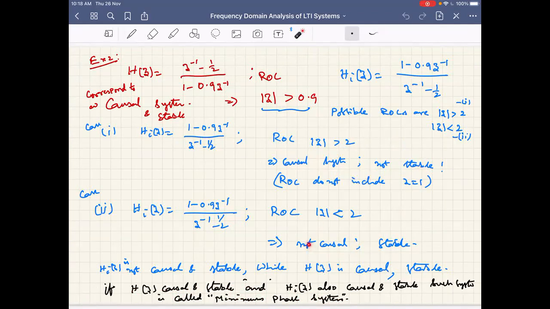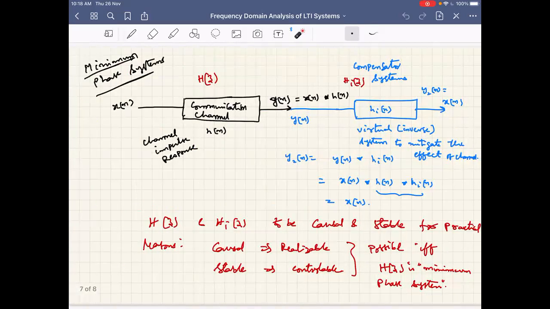If the original system is causal and stable and the inverse system is also causal and stable, we call such systems minimum phase systems, and they have some significance. We gave an example of their significance. If we have a communication channel and we want to design an inverse system, we would wish to have an inverse system that is causal and stable, so that it is realizable as well as controllable.